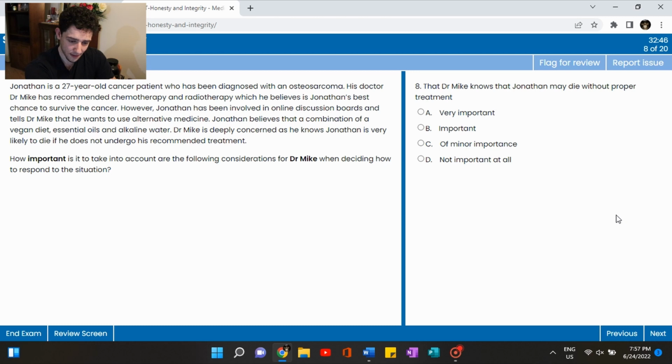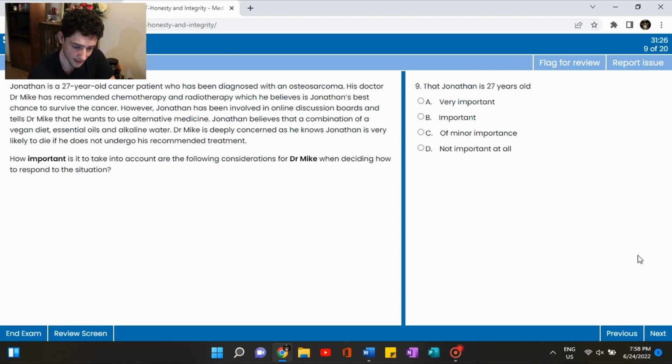Number 8, that Dr. Mike knows that Jonathan may die without proper treatment. I mean, that seems important. If you're looking at the other areas of medical ethics, one of them is non-maleficence, so making sure that no harm comes to the patient. So I'm pretty sure that's an important consideration. But I could be wrong though.